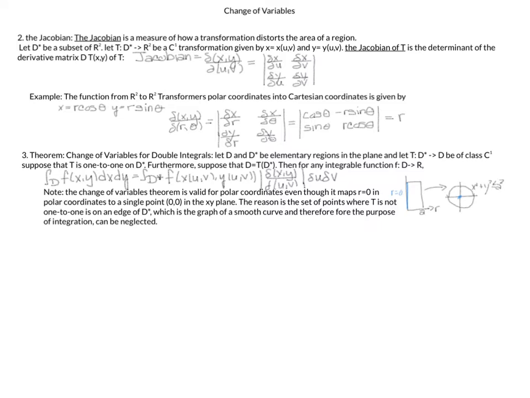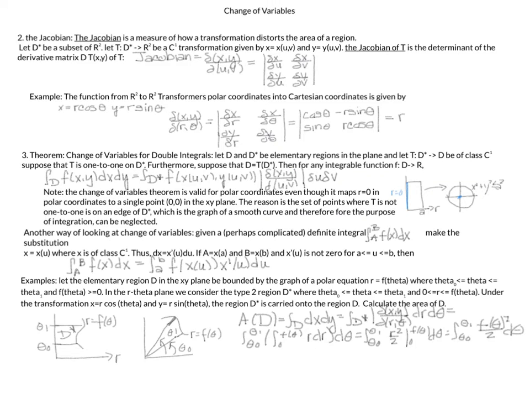So what this change of variables theorem tells us is, if we have an integral over the region D, which is in the xy plane, we can map that over to the UV plane, and then D gets mapped over into D star in the UV plane. Then F, we have to map that over into the UV plane as well by our transformation, and then multiply by the Jacobian. Before we look at these two notes here, we're going to look at an example.